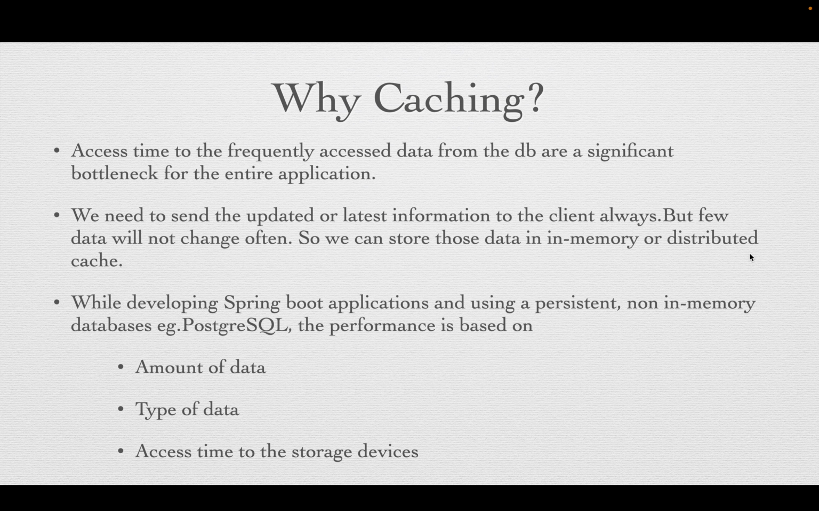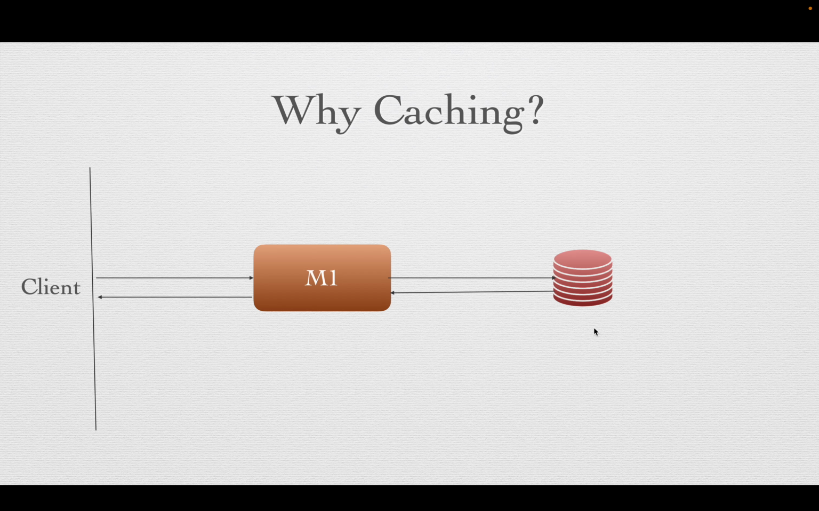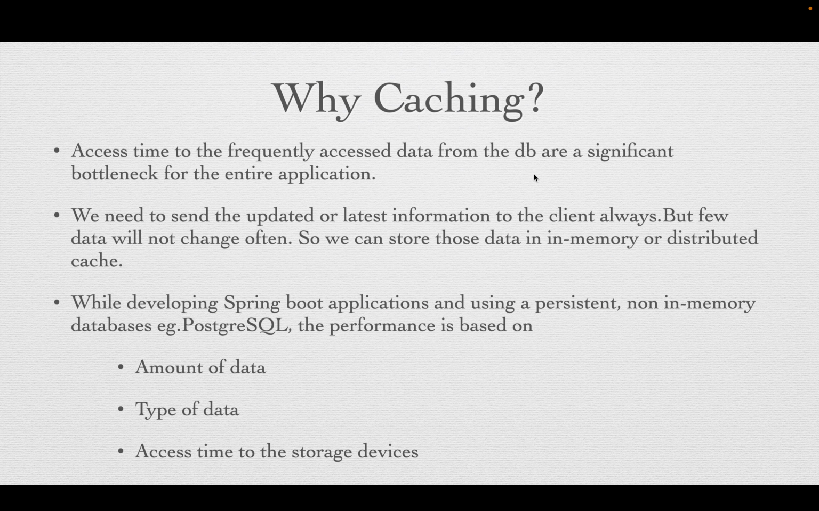Whenever we access our frequently accessed data from the database, it will take much time. So we are going for a technique wherein we can store that data in memory or the distributed cache, and that's why we need caching. While developing Spring Boot applications and using persistent, non-in-memory databases, yes, we will use non-in-memory databases in most of our real-time applications, like Postgres or MySQL. We will not use in-memory databases like H2 in a production application.